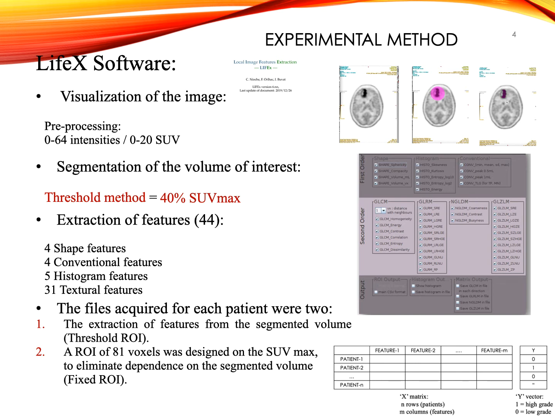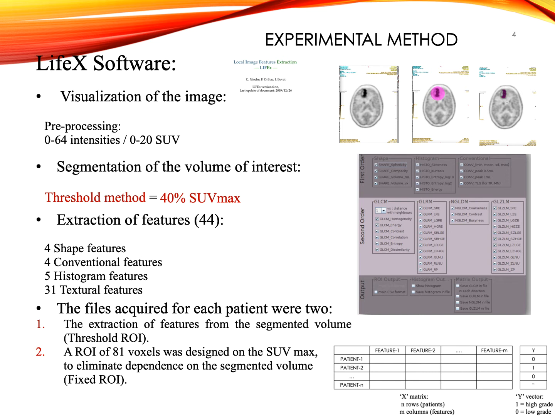An intensity threshold T is set. Each voxel with an intensity greater than the threshold will be labeled as a tumor. Voxels with lower intensity will remain outside the segmentation. Starting from the identified volume of interest, 44 features are calculated.